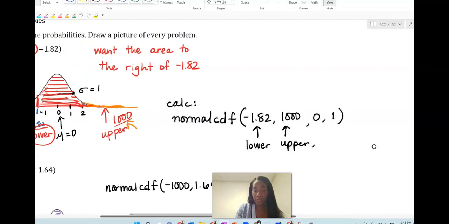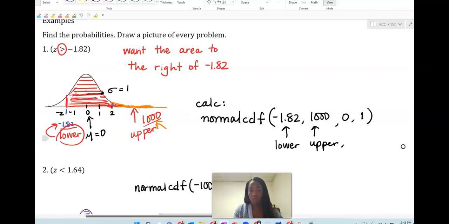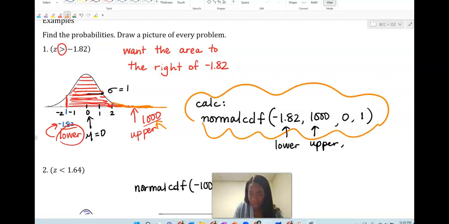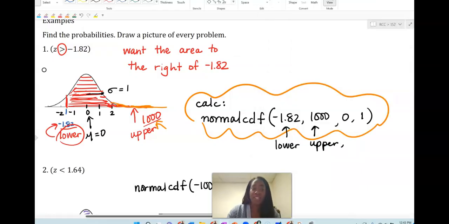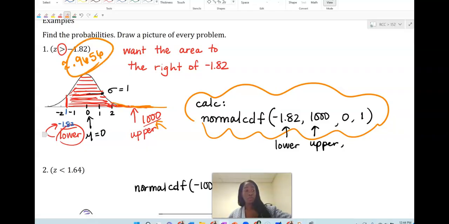Normal CDF, -1.82 for our lower bound, 1,000 for our upper bound, 0 for our mu, and 1 for the standard deviation. And what this gave us in the calculator was about 0.9656. And that's our answer, which is the same thing that we got when we used the standard normal distribution tables to look this up.